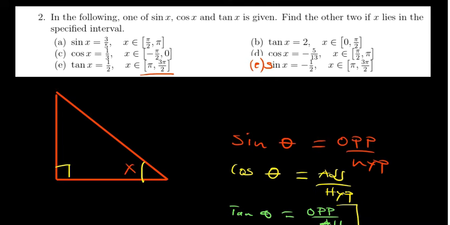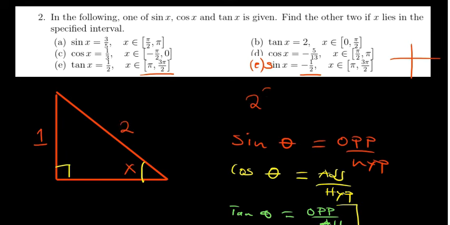So sine of x is negative 1 over 2. This is also in the third quadrant, so sine, as we can see, is negative. We only expect tan to be the positive one. Sine, in this case, has the opposite being 1 and the hypotenuse being 2. So we need to find the missing side.